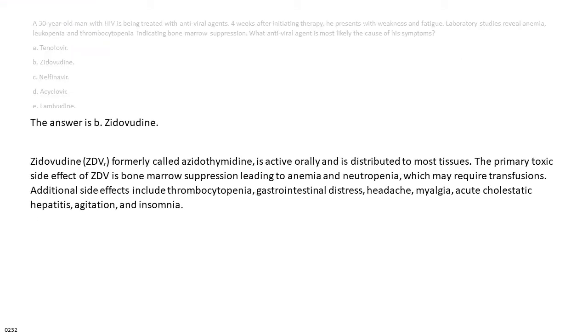The answer is B. Zidovudine. Zidovudine, ZDV, formerly called azidothymidine, is active orally and is distributed to most tissues. The primary toxic side effect of ZDV is bone marrow suppression, leading to anemia and neutropenia, which may require transfusions. Additional side effects include thrombocytopenia, gastrointestinal distress, headache, myalgia, acute cholestatic hepatitis, agitation, and insomnia.